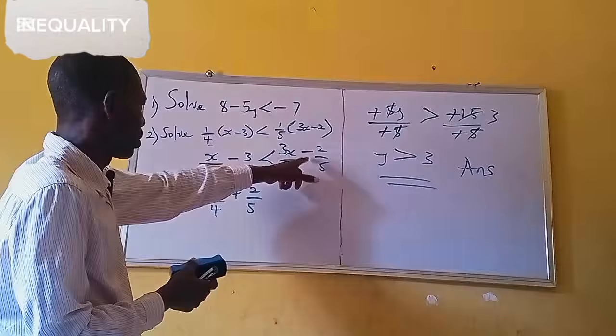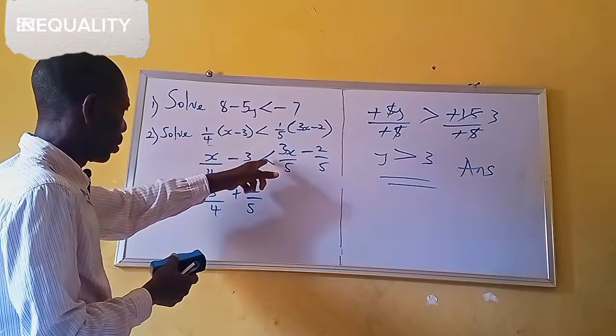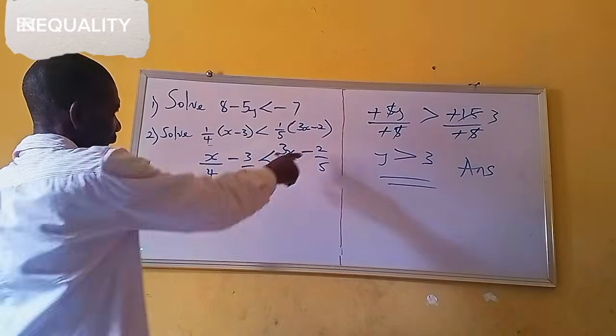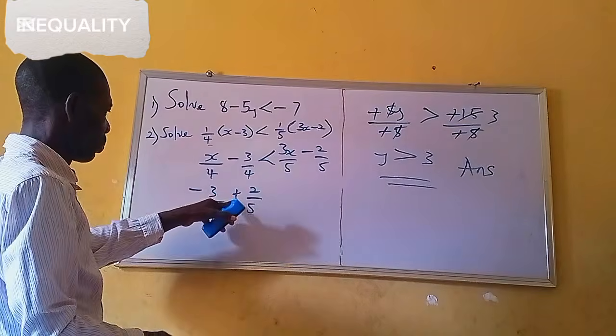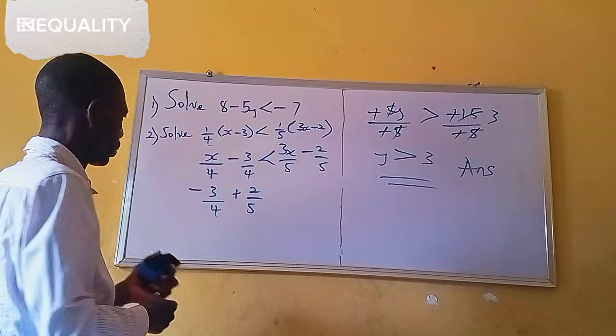So as it's crossing this inequality side to this side, the sign here will change. It's negative here because it's changing to this side. That's why it's positive here. Okay, hope you are following.